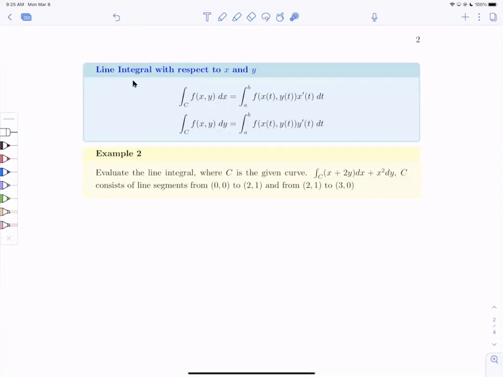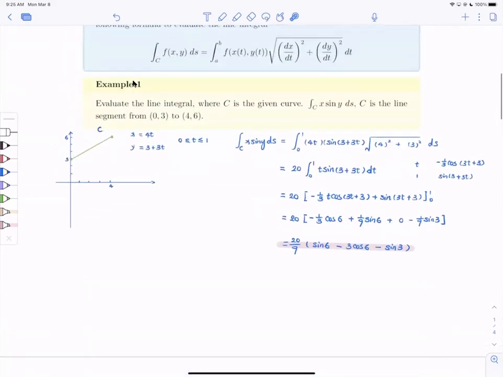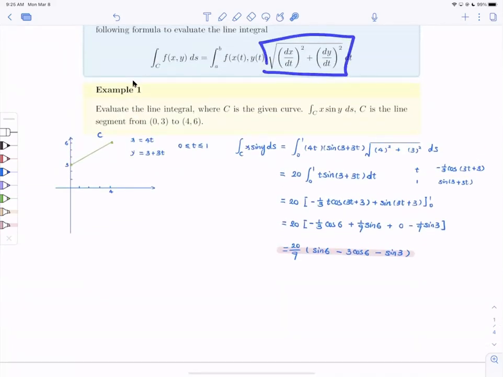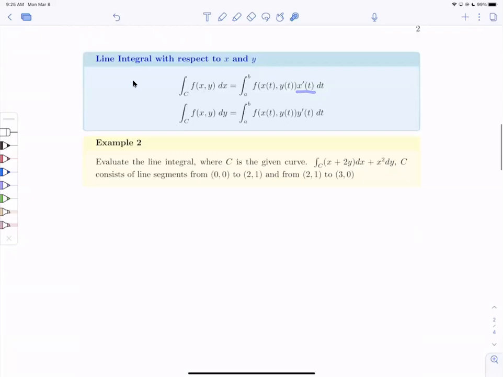So for dx, with respect to x, you just multiply by x prime of t instead of the square root, so instead of the distance function, right? And for dy, you just multiply by y prime of t instead of the square root. So it should be pretty simple. Okay, and I'll give you some time to work on example two.